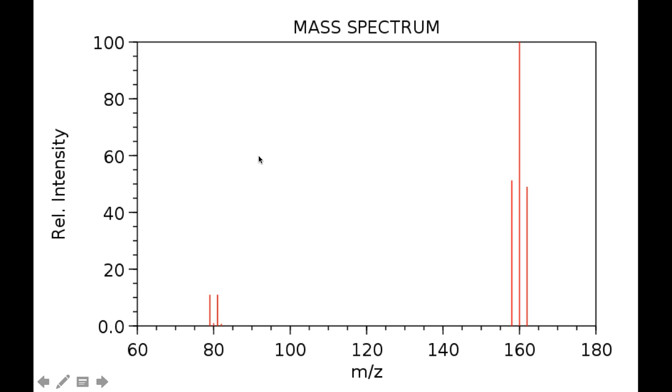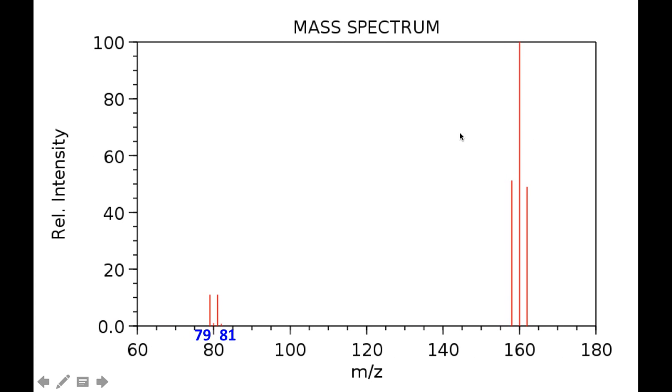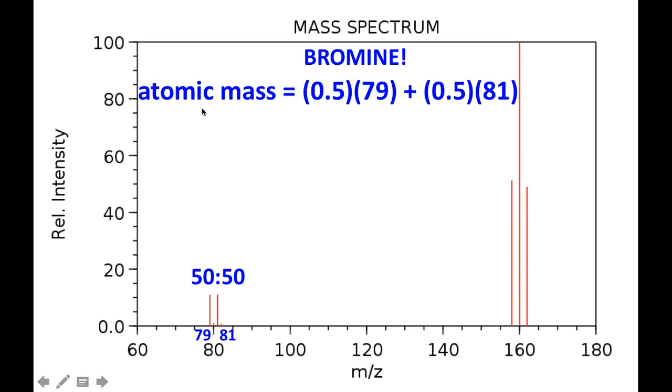Okay, so if I look at this spectrum, again I'm going to look at the lower numbers, and I see peaks hovering around 80, 79, and 81. If I look at my periodic table, bromine hovers right around 80, so this is probably a spectrum of bromine, and we can prove it. It's easy to look at these 2 peaks here. They're clearly in a 50-50 ratio, so the atomic mass is much easier obtained in this example. It's 50% 79 plus 50% 81, and that gives you a weighted average of 80 grams per mole, which is almost exactly what bromine is on a periodic table.